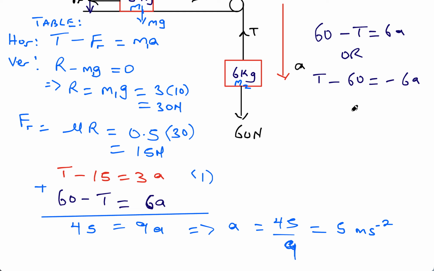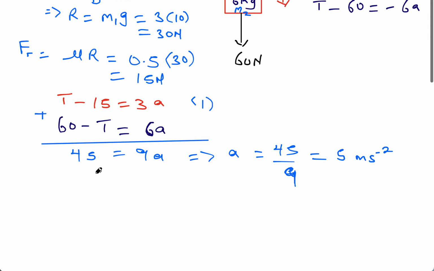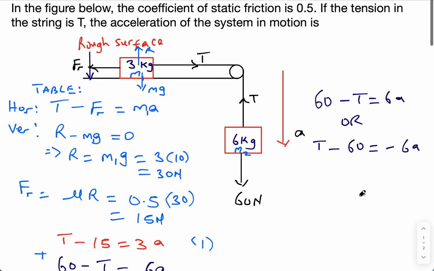Now, you can substitute this a into any of these equations to find your tension. So if you want to find out your tension, that implies that t minus 15 equals 3 times 5. I'm using equation 1 now, and that implies that t equals 3 times 5, which is 15, plus 15, which is 30 newtons. And that is how you solve problems like this.